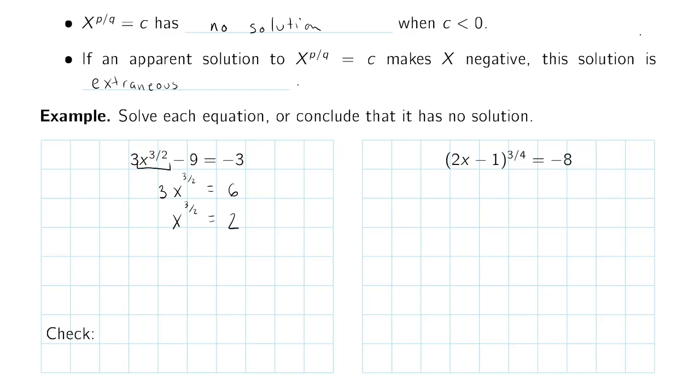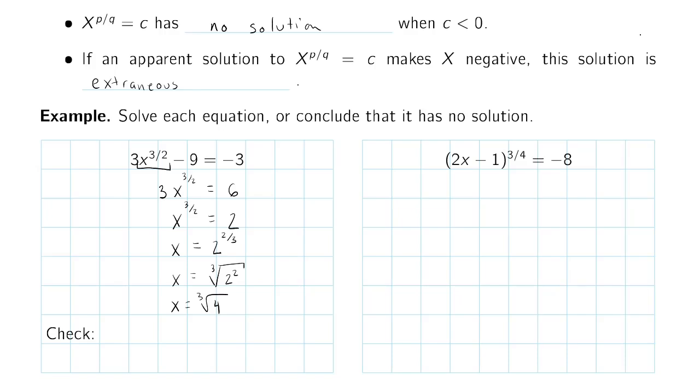And now we can rewrite this. We have x to the odd over even is a positive number. We can say this is equivalent to x equals 2 to the power 2/3. Now if we plug 2 to the power 2/3 into the calculator, we get an awful decimal. So we know that we need to just rewrite that as the cube root of 2 squared. x is the cube root of 4.